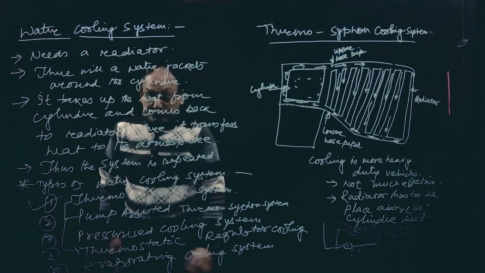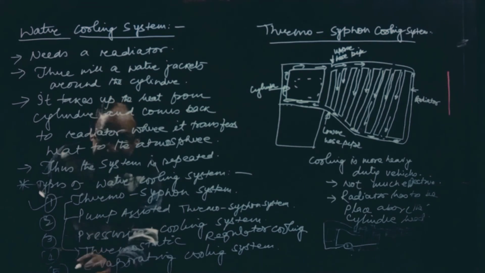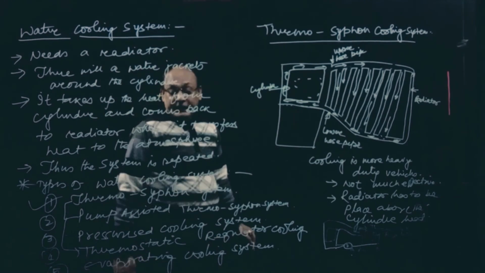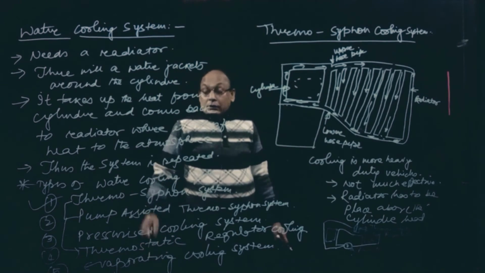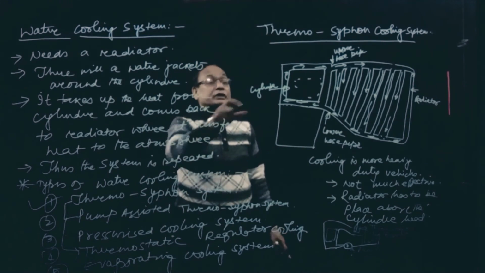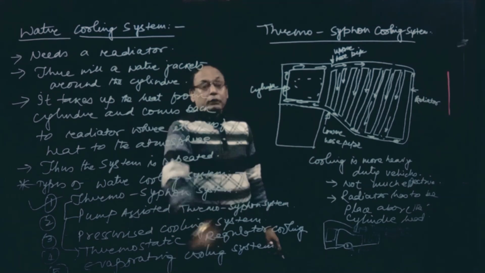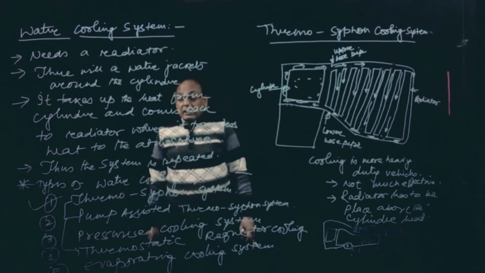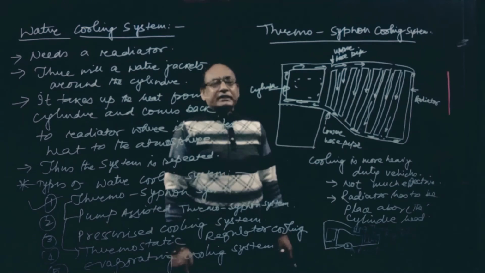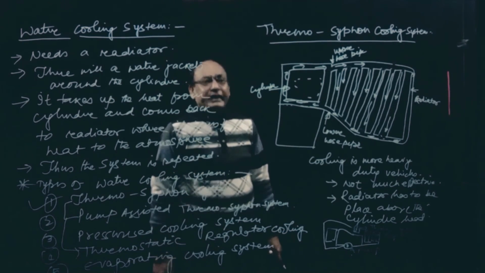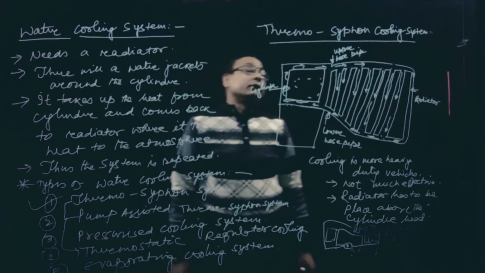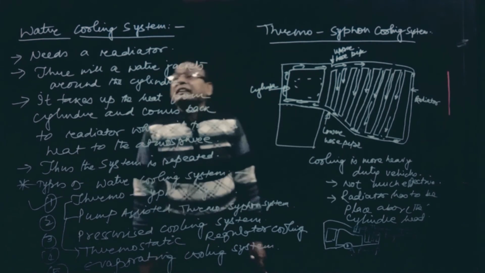Another, this is pressurized and evaporative. Pressurized cooling, very high pressure is generated and that will take up the heat from the cylinder. So that way also cooling is done, water cooling system. Another is evaporation. That evaporation, latent heat of vaporization is used and that will take away the heat from the cylinder also. So these are the types of water cooling system.